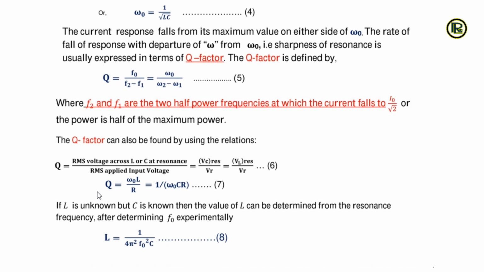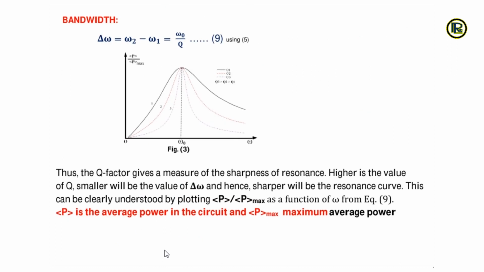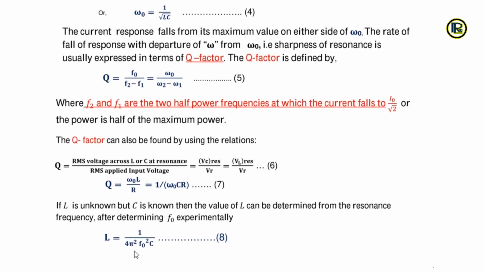And another point is, this resonance frequency we obtained can help us to find out L if it is unknown, because we have seen omega 0 is equal to 1 by root over L into C. If I know the value of C and the frequency, then L can be obtained using this formula: L is equal to 1 by 4 pi square f0 square C, or 1 upon omega 0 square into C.